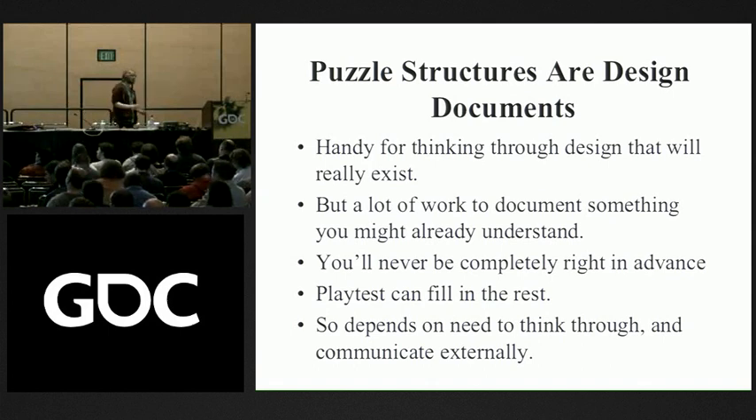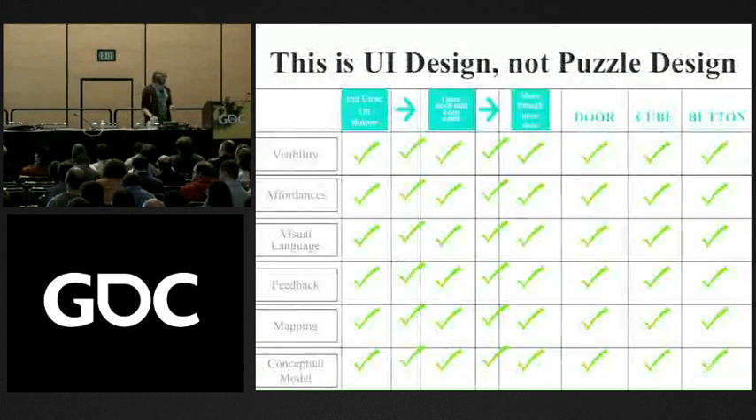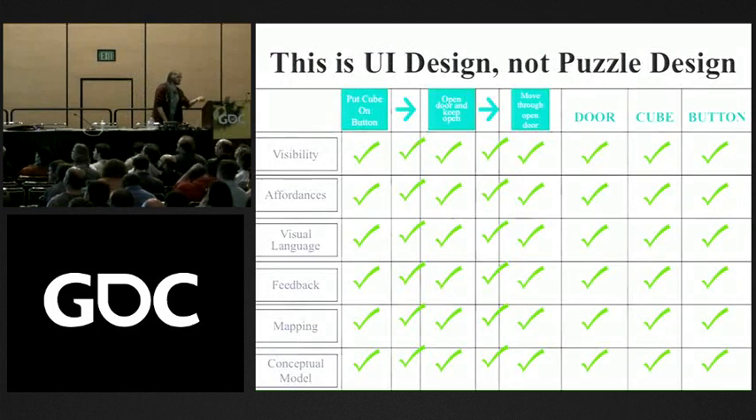And, of course, you'll never be completely right in advance. You're always going to need to go into playtest and adjust. So it really depends on how much you feel like you need to think it through and formalize it for yourself, and how much you need to communicate externally. Like if I was handing off levels for some other team to build, I would probably want to build them so the team knows what we're trying to communicate to the player and how to keep them on the right track.